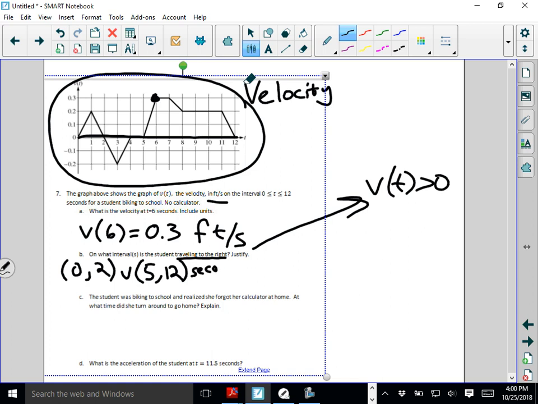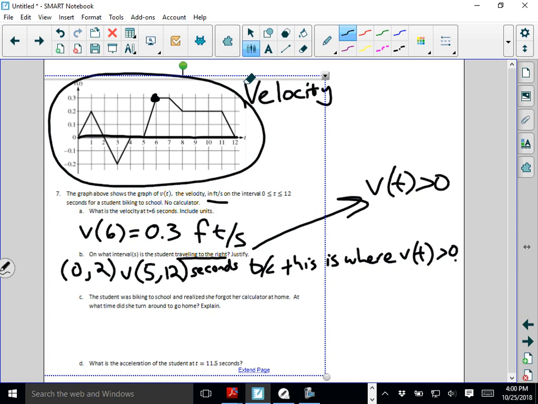I need to justify. My justification is what I did in my head to choose that interval, because this is where v of t is positive. So those are the times our velocity is positive. If the question had said on what intervals is the student traveling to the left, I would have reported 2 to 4 as my answer, because that's where velocity was negative.